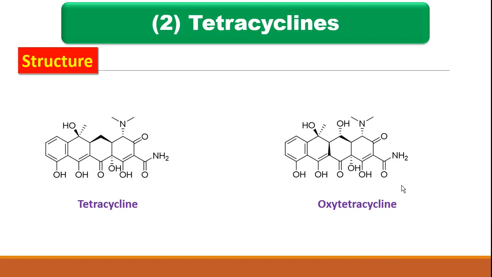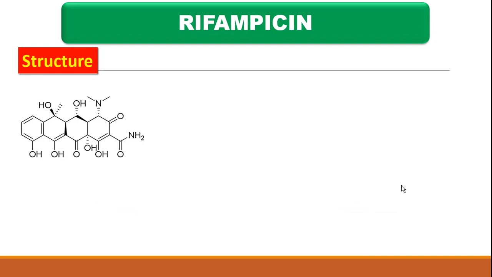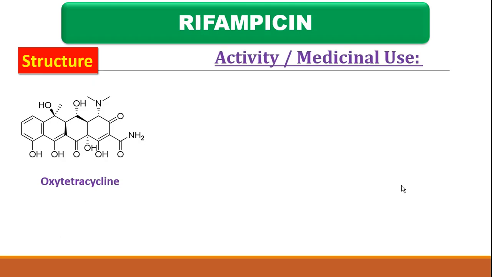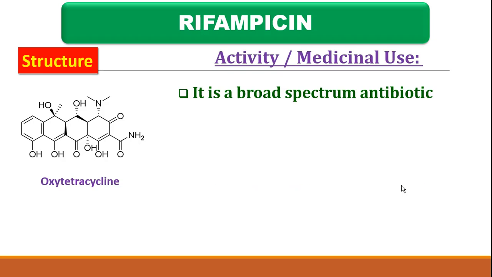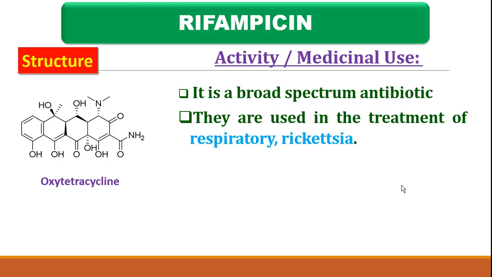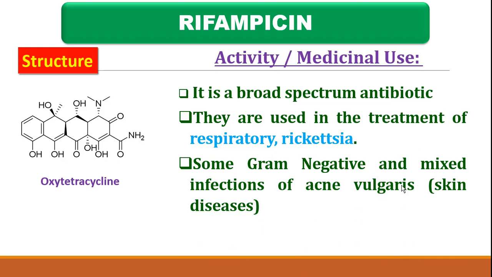Okay, what is the use of this oxytetracycline? What is the medicinal use? Actually, friends, this compound is isolated from Streptomyces griseus. It is a broad spectrum antibiotic. It is used to treat respiratory infections and rickettsia, and it is also active against gram negative and mixed infections of vulgaris. So friends, this is about the medicinal use of oxytetracycline.